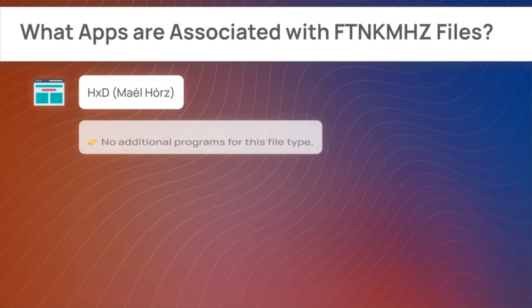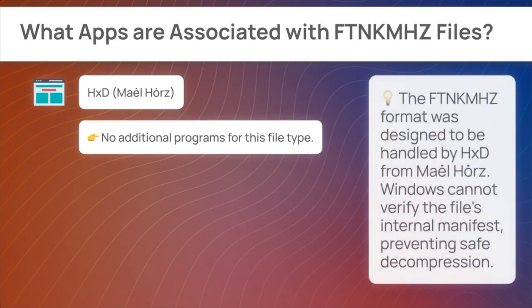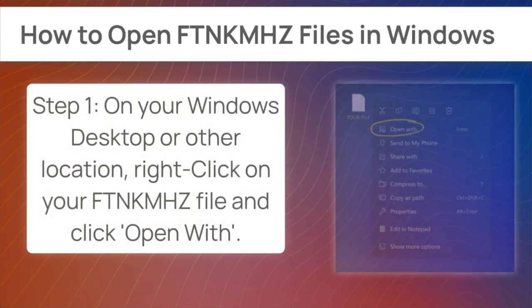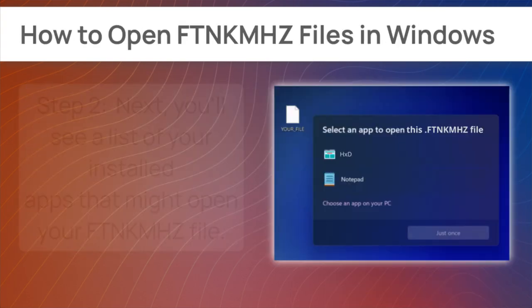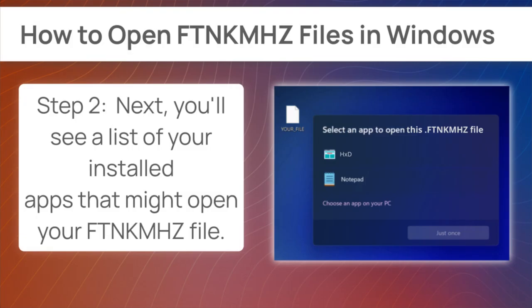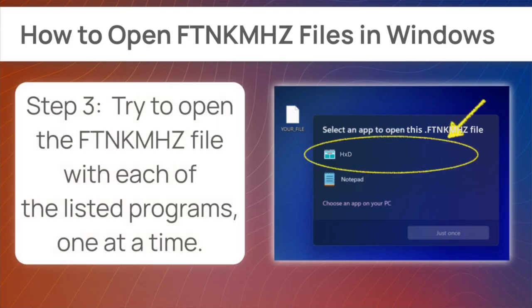Guaranteed access to FTNKMHZ files is typically achieved using HxD. Windows cannot verify the file's internal manifest, preventing safe decompression. Windows provides insufficient detail, so viewing must happen in dedicated legacy file readers. To determine the correct decoder, right-click the FTNKMHZ file and select Open With. Prioritize HxD if available. If it's absent, select another application.